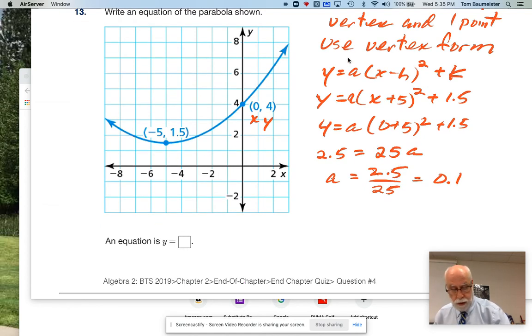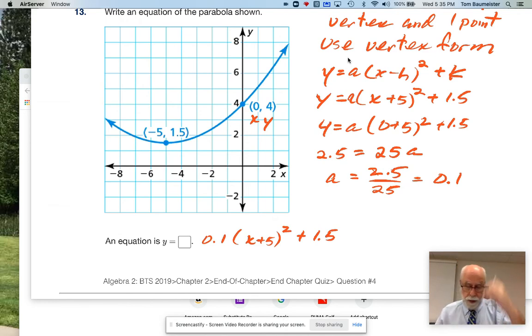So our equation on this one here would be 1/10 times x plus 5, quantity squared, plus 1.5. But I notice with some of you, you keep forgetting to put the x squared. Don't forget to do that for me, okay?